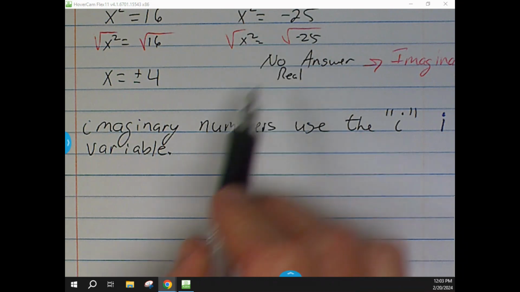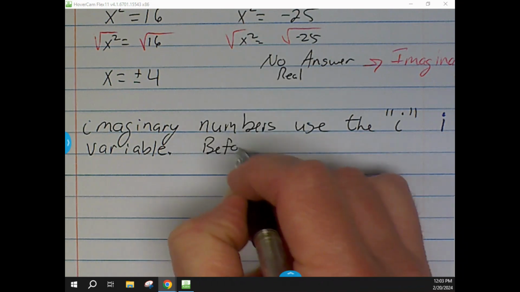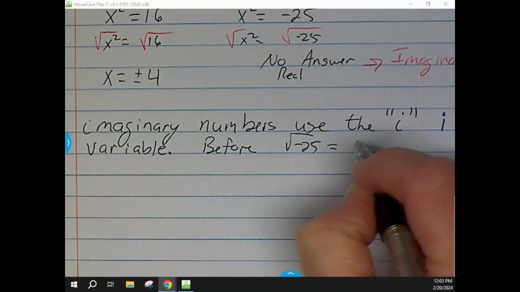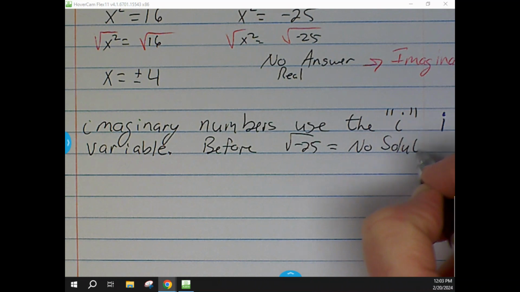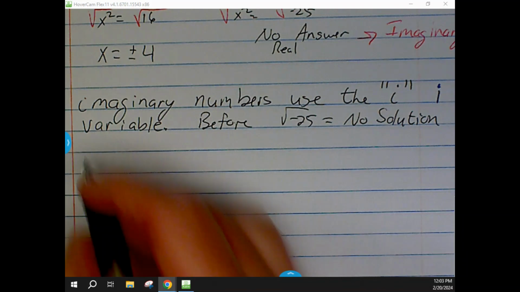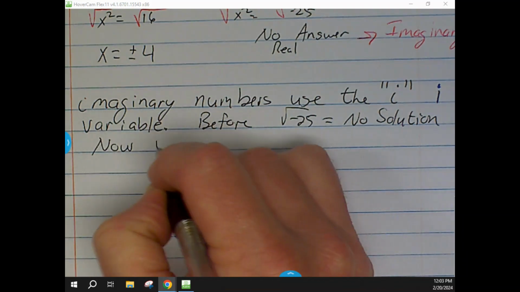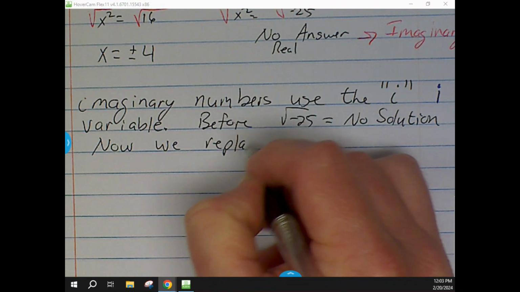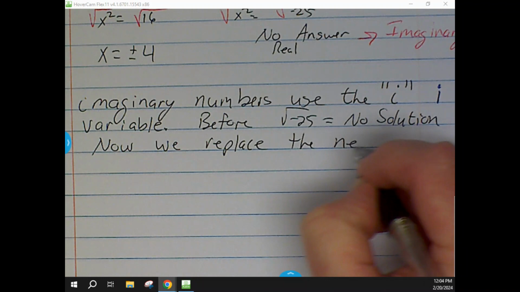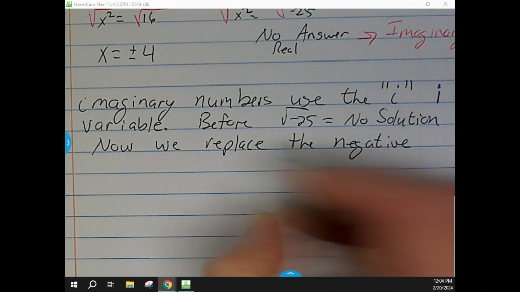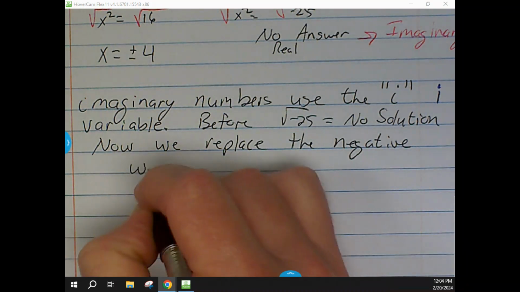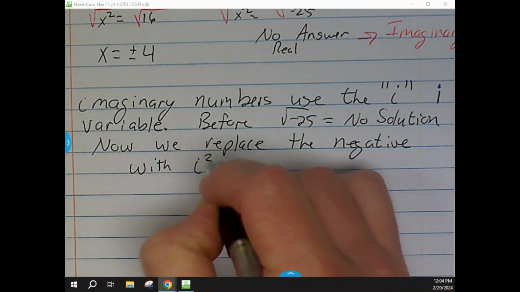So when we're doing this problem up here, we had the square root of negative 25 was going to equal no solution, no answer, not possible, however you want to say it. So now we're going to replace the negative that's in this square root, the negative that's part of the negative 25 here. We're going to replace that negative with i squared.